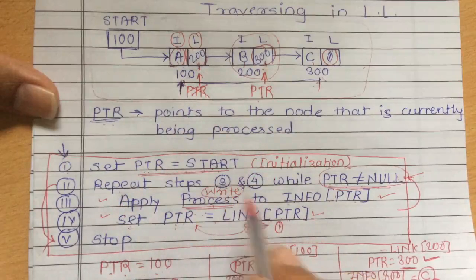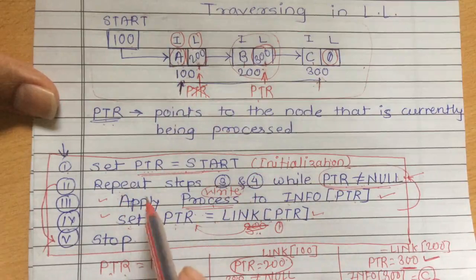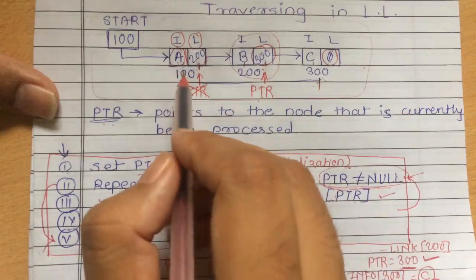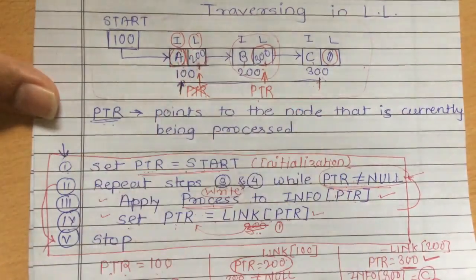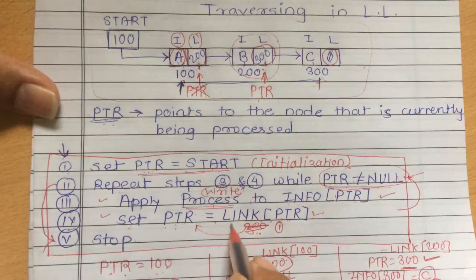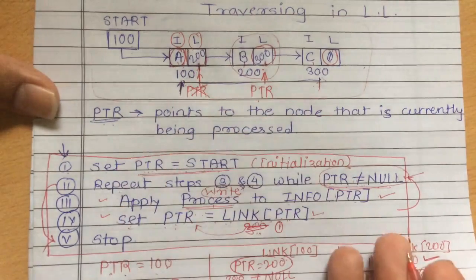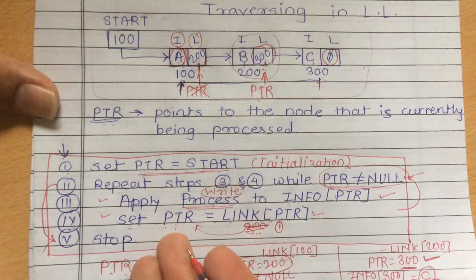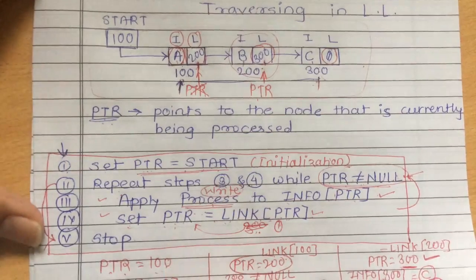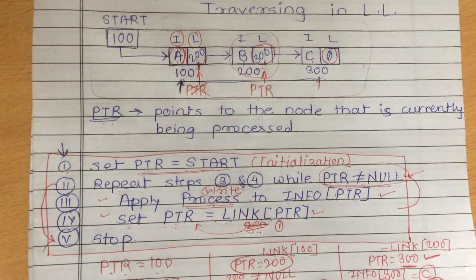Then after that we have written the condition, we have to repeat steps 3 and 4 while ptr is not equals to null. When it is not equals to null, we first process this info part, and after processing we move towards the next node. How are we going to move towards the next node? By simply using this instruction, link of ptr. Link of ptr will contain the address of the next node, which we assign to ptr. Then the same process gets repeated while ptr is not equals to null. Once ptr is equals to null, that is once we pass the last node, we have to stop. Okay, I hope you understand this concept of traversing in linked list.